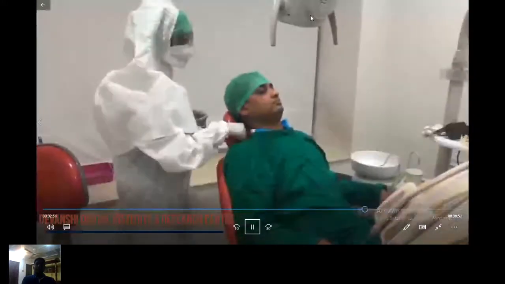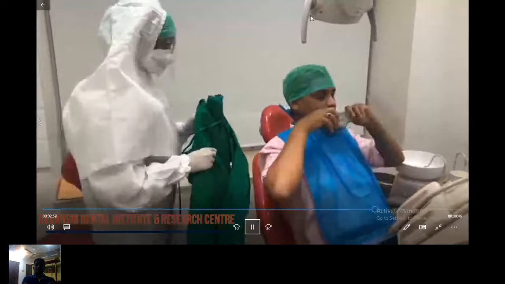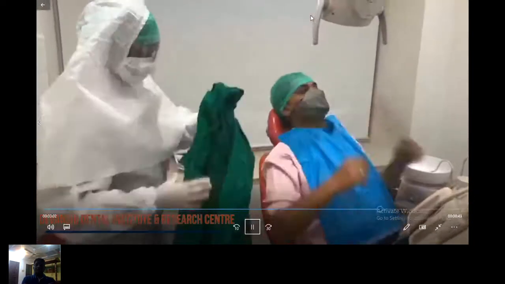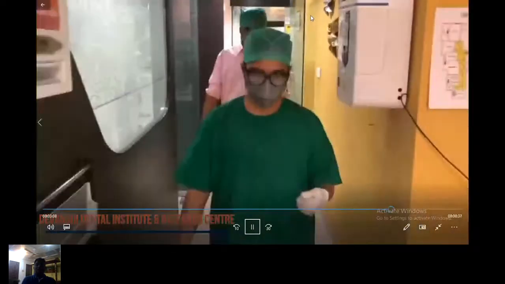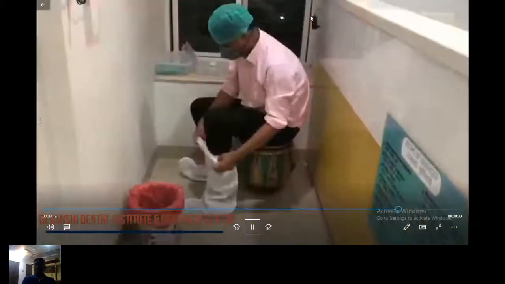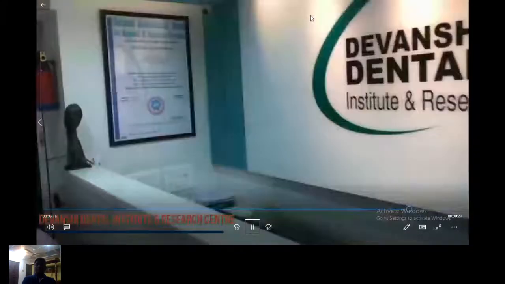Now once the procedure is over, immediately ask the patient to wear the mask, take out his gown, and then you will escort the patient to your waiting area, reception area. Everything is done when the patient is ready to go home.